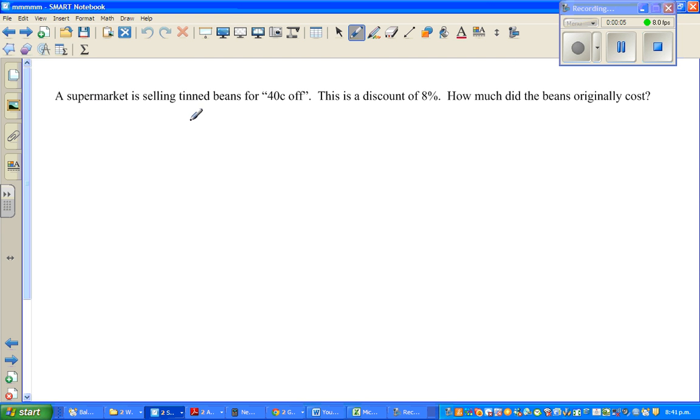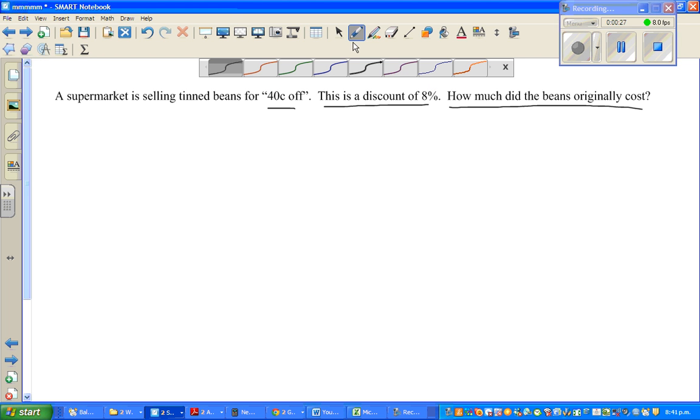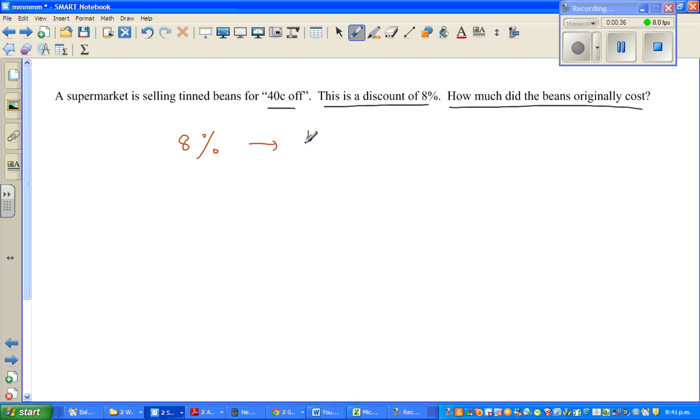A supermarket is selling tinned beans for 40 cents off. This is a discount of 8%. How much did the beans originally cost? So here what they're saying is they're selling at a discount of 8%, and that 8% is nothing but 40 cents off. So this is a tricky sentence to read. Okay, so this basically means 8% is 40 cents.